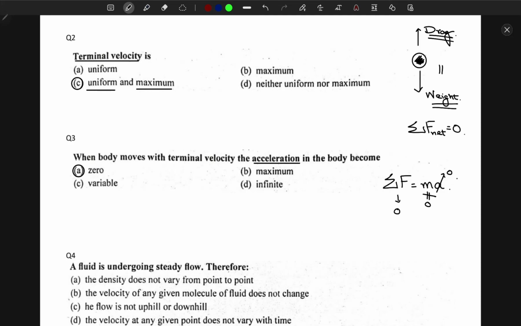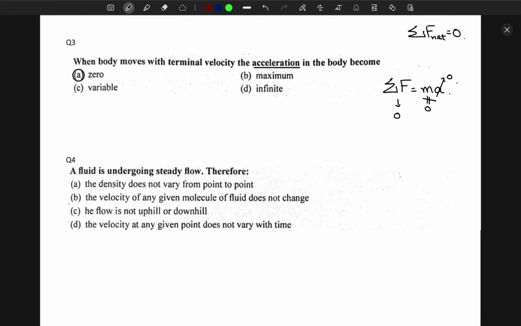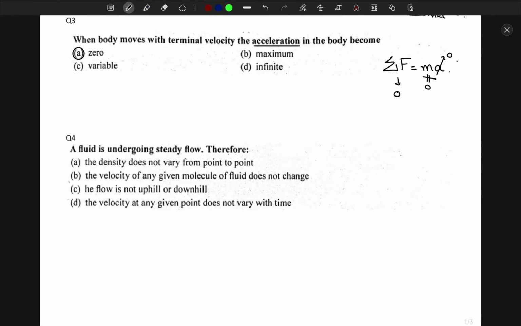Right. So now with that, let's move on to this question. Question number 4, we have a fluid undergoing steady flow. Now we have a fluid and it's moving in a steady flow.